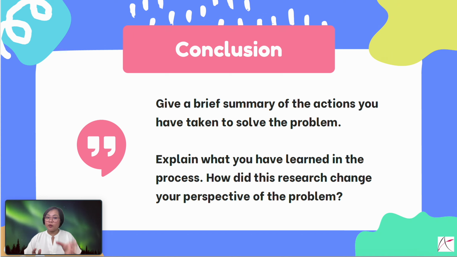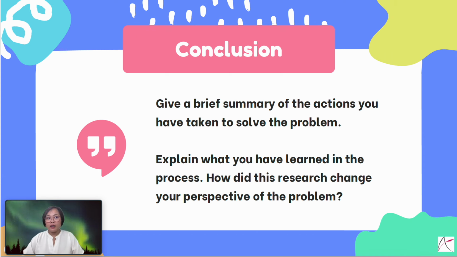And then the next part is you have to explain what you have learned in the process. For this one, it's going to be individual, right? So individual slides for each member. What have you learned in the process? How did this research change your perspective of the problem? One slide for each, so you have a spotlight on every member.